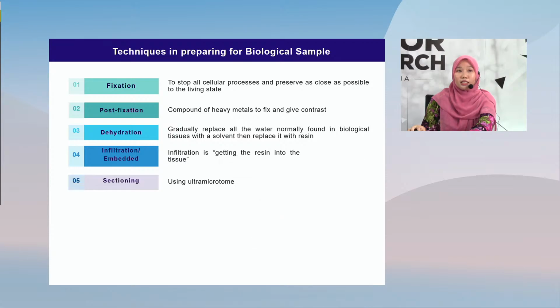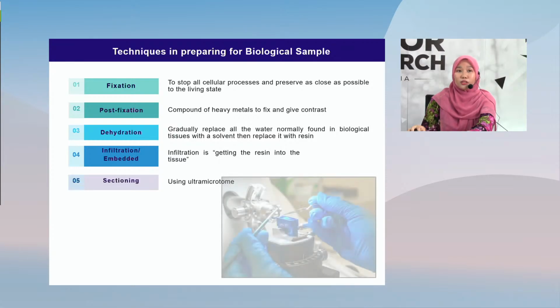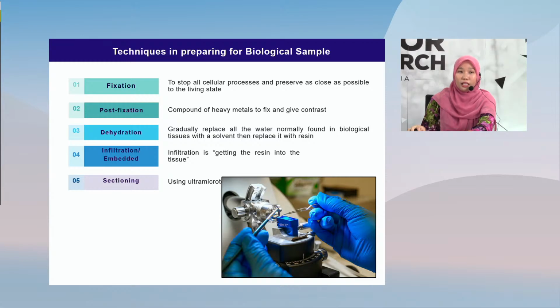The next part is the sectioning, which uses an ultramicrotome. For a stained specimen to be viewed in TEM, it must be dehydrated, infiltrated and embedded, and also undergo sectioning into ultra-thin slices with a glass or diamond knife. The sections must be ultra thin so that the electrons can pass through the specimens. Usually the thickness is around 90 to 100 nanometers, depending on how many kV are available in the microscope.